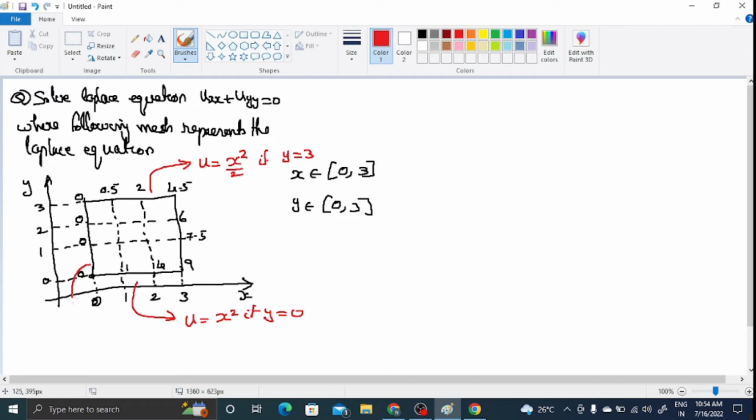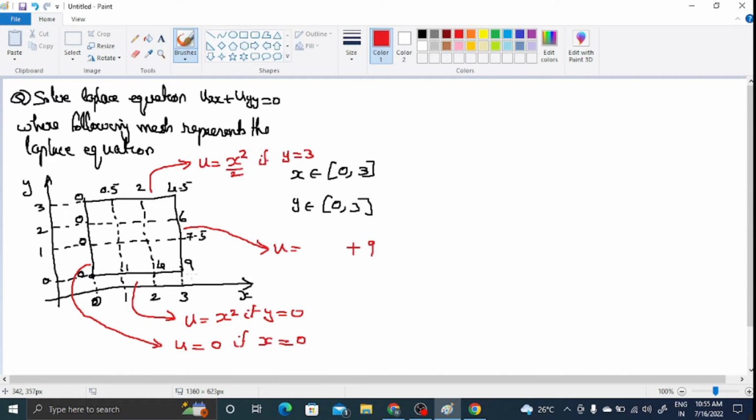Now what about this boundary? This boundary is u equal to 0 if x equal to 0. Here this one is a vertical line, so in the vertical line x equal to 0, u equal to 0. Now what about the right vertical line? This line is varying from 4 to 9. So if y equal to 0, it is 9. So definitely a plus 9 is available here.